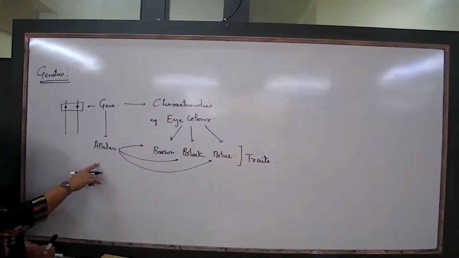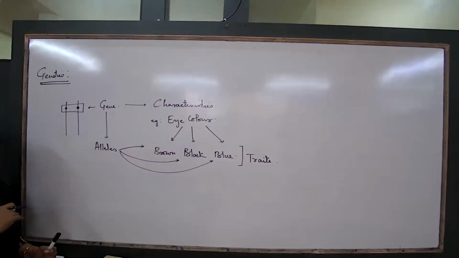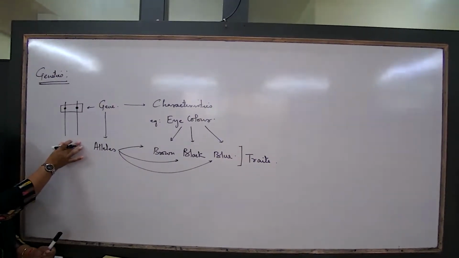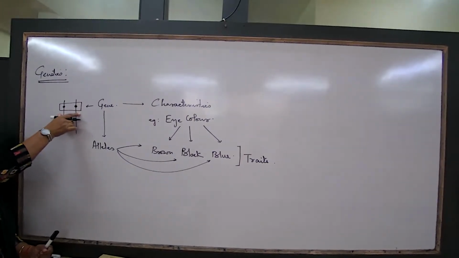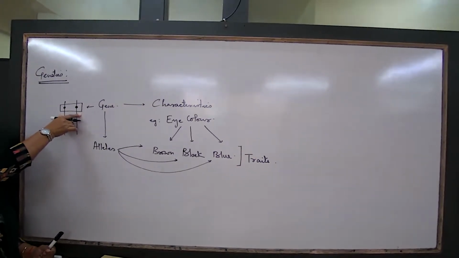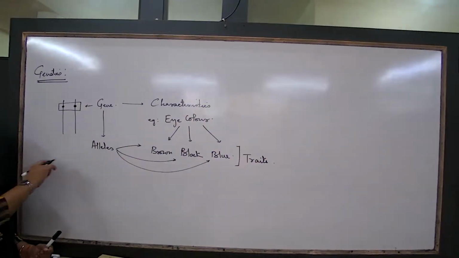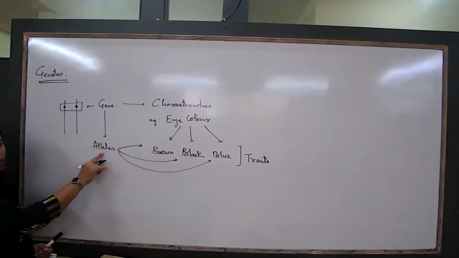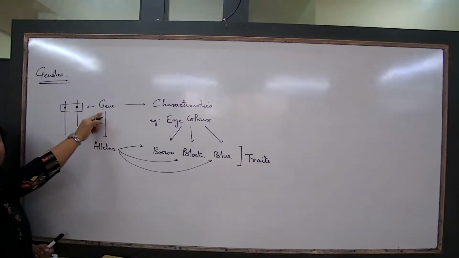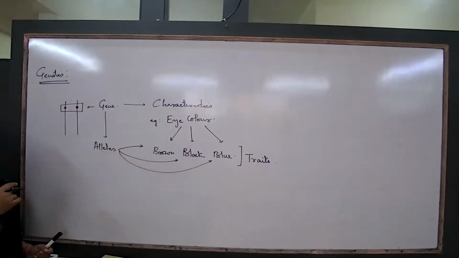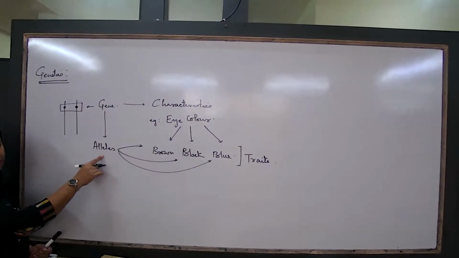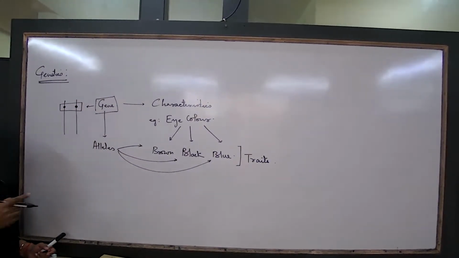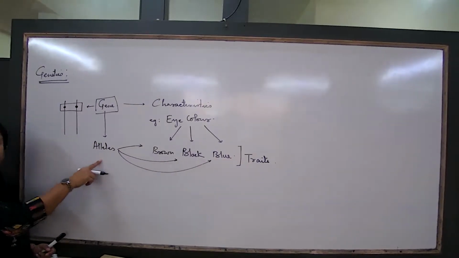How do we write alleles? Where are alleles present? In a pair of chromosomes. Alleles are present just opposite to each other in a chromosome. I talk about eye color as a character, and if these are the three forms, how many alleles does this gene have? Three forms, three alleles. How many types of eye color? Three. So alleles also will be three.